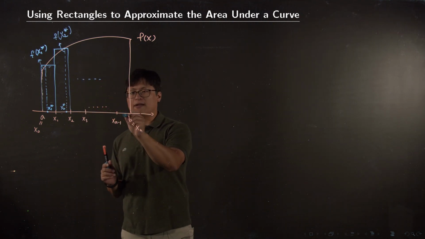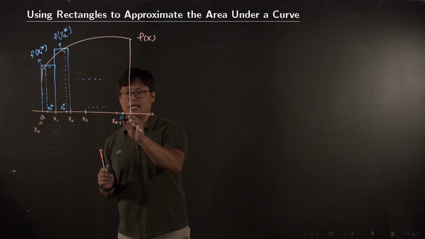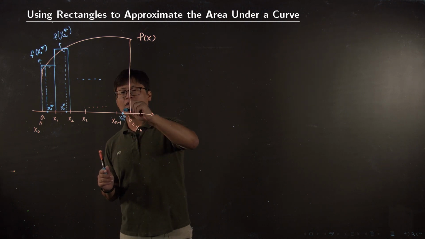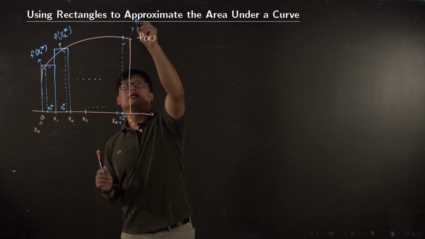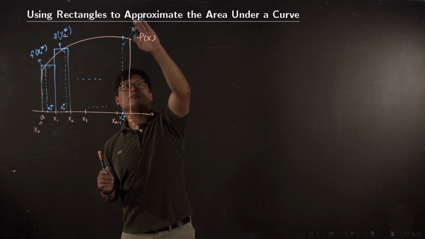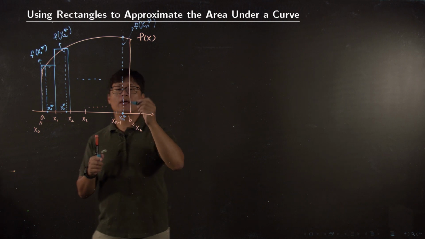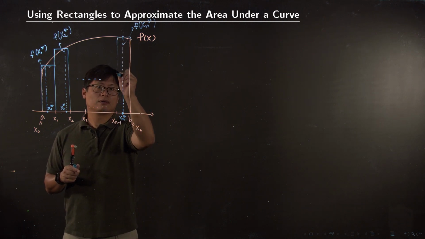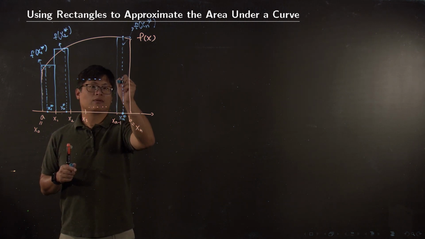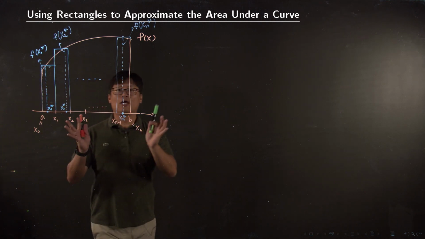Let's talk about the very last subinterval, from x of n minus 1 to xn. Choose any point, maybe here. Let's say it is xn star. Then the function value of this point is the height of the very last rectangle. So your last rectangle will be constructed this way. I should change my pen. Are you with me so far?